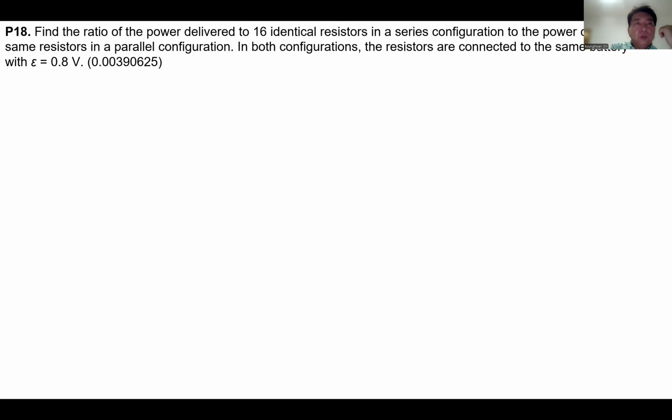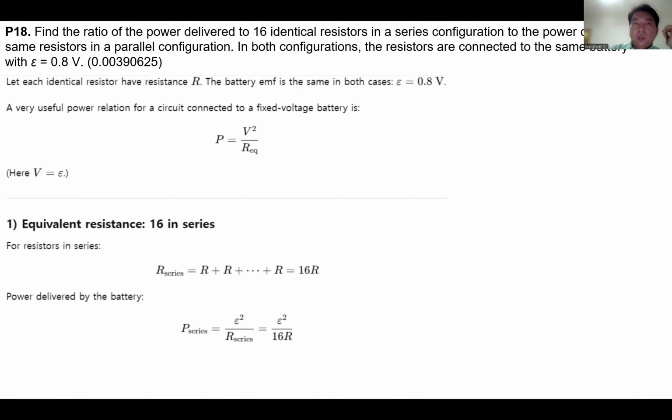And now it's time to think about another problem. Find the ratio of power delivered to 16 identical resistors in series to the power delivered to the same resistors in parallel configuration. So that we have two configurations. One is 16 resistors connected in series. The other configuration is 16 resistors connected in parallel. And the voltage is given as 0.8 volt. So the power has to be figured out.